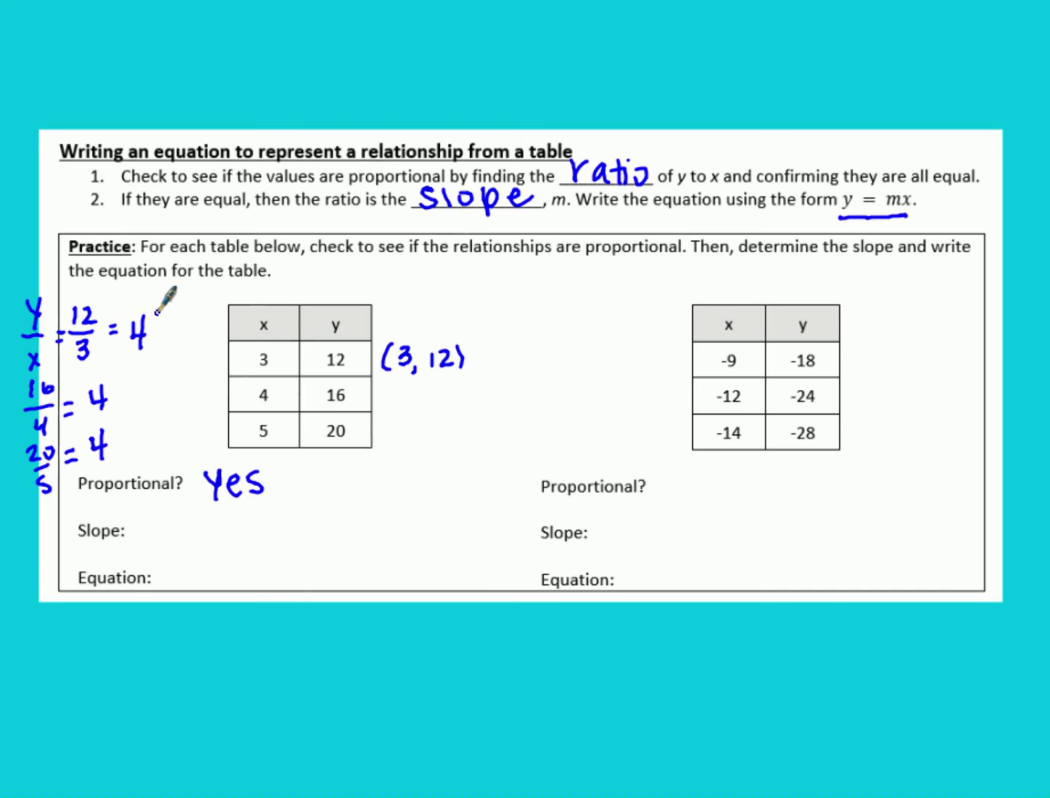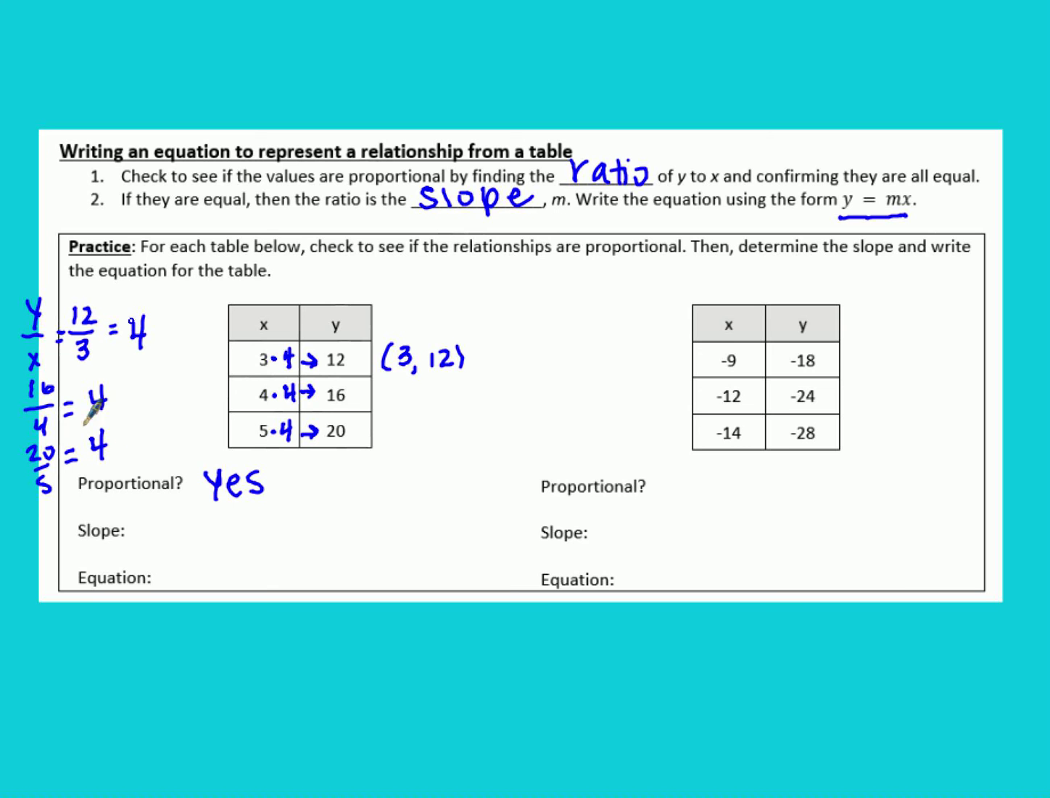Now, another way you can see this is to say, okay, well, here's x. What do I have to do to each of my x's to get to y? Well, to get from 3 to 12, we can multiply by 4. To get from 4 to 16, we can multiply by 4. To get from 5 to 20, we can multiply by 4. So for each of these x values, we can get y by multiplying x by 4.